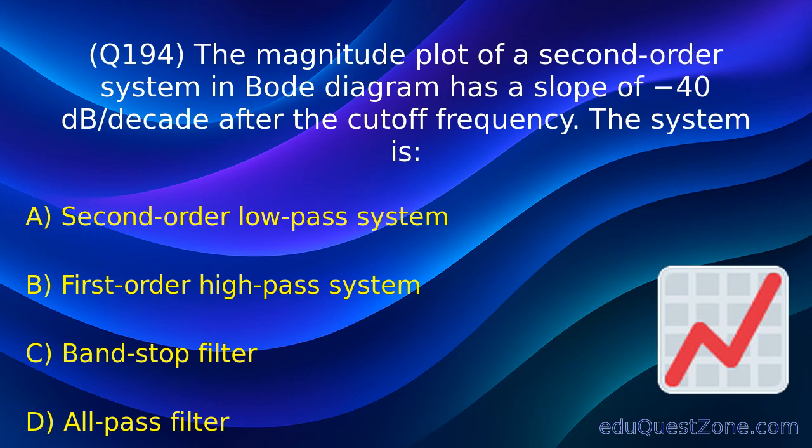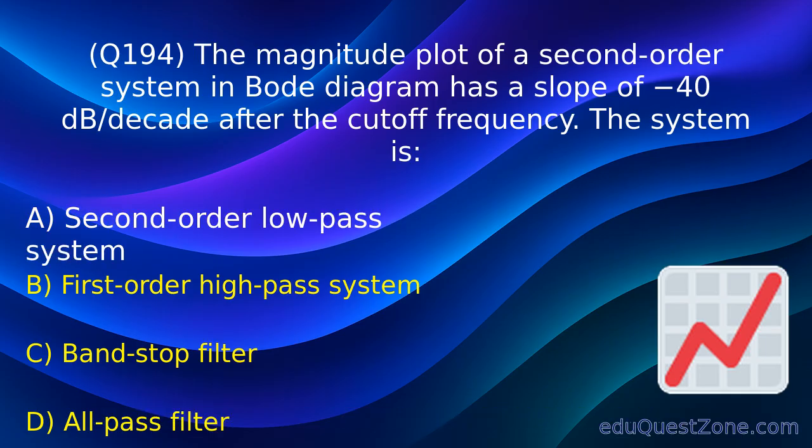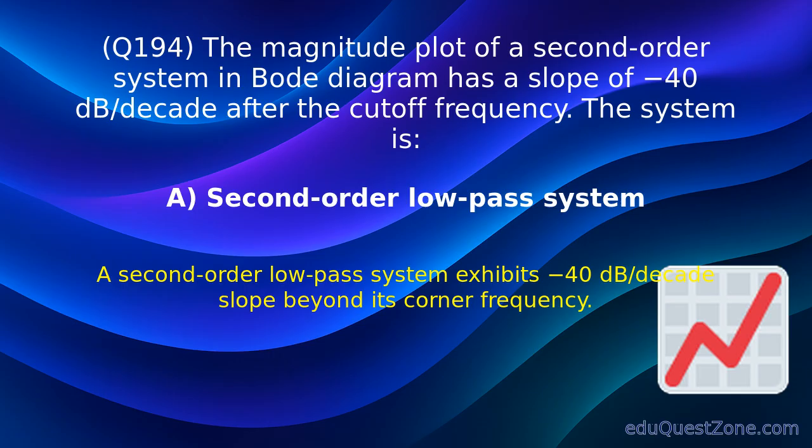Question 194. The magnitude plot of a second-order system in Bode diagram has a slope of -40 decibels per decade after cutoff frequency. The system is... Option A, second-order low-pass system. Second-order system has -40 decibels per decade slope after cutoff.